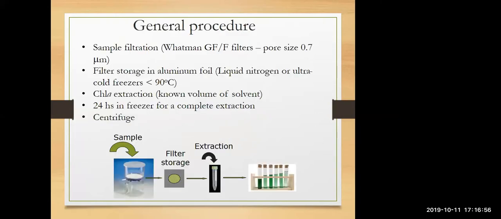The general procedure to be followed when we want to measure pigments, the chlorophyll-a concentration, first requires filtration of the sample. This filtration should be done using GF/F filters, which have a pore size of around 0.7 micrometers. Then we have to store the filter in aluminum foil, and this filter will be stored in liquid nitrogen, or when liquid nitrogen is not available, we can use ultra-cold freezers.